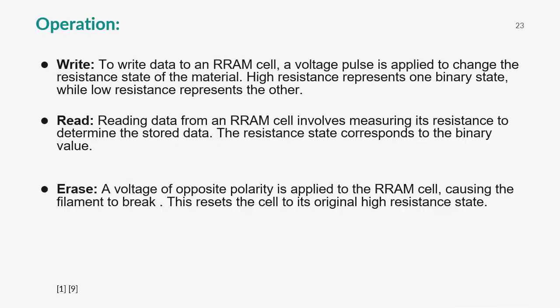Moving to the read, write, and erase operations. To write data to a resistive RAM cell, a voltage pulse is applied to change the resistance state of the material. High resistance represents one binary state, while low resistance represents the other. Reading data from resistive RAM cells involves measuring its resistance to determine the stored data.